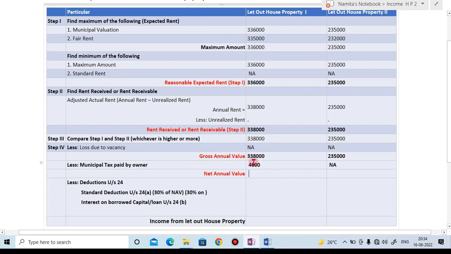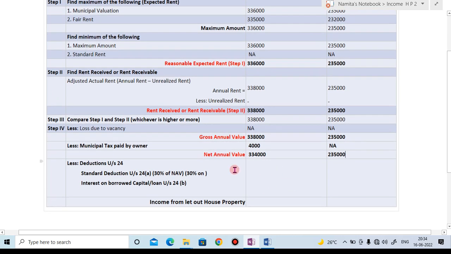So 3,38,000 minus or less 4,000, we get 3,34,000. Okay, so for house number 1, net annual value is 3,34,000, and for house number 2, the net annual value is 2,35,000. Okay, why? Because municipal tax is not applicable.